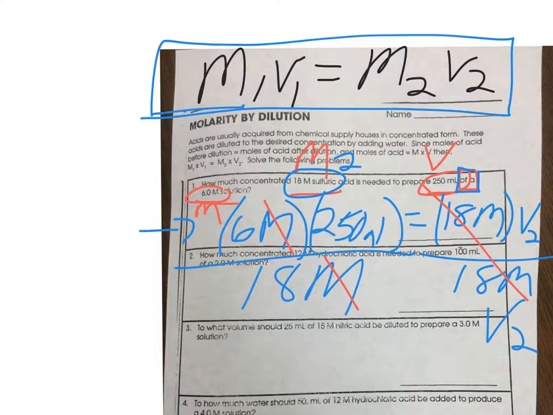1,500. That's not divided. It's 83.3. Okay, and that's your milliliters.